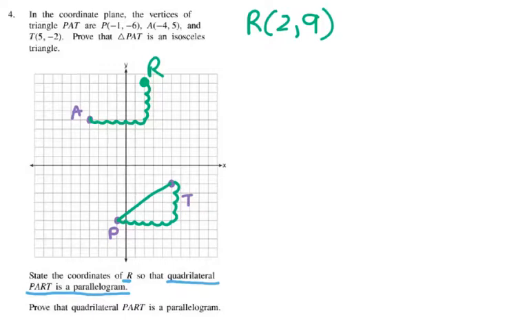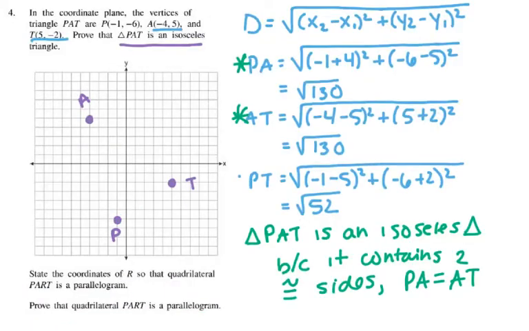For the third and final part of this problem, I need to prove that quadrilateral PART is a parallelogram. There are many ways to do this, and you just have to pick the way that you feel most comfortable proving and solving. You could use 4 distance formulas to show that it has 2 pairs of opposite sides congruent. You could do 4 slope formulas to show that there are 2 pairs of opposite sides parallel. In this case, because I already have used distances in the first part of the problem, I'm going to reuse those numbers. In particular, I'm going to reuse the length of PT is equal to the square root of 52.